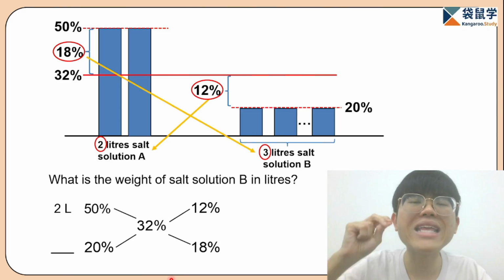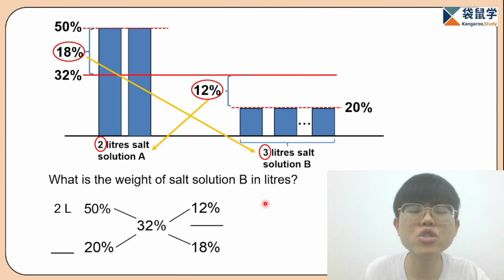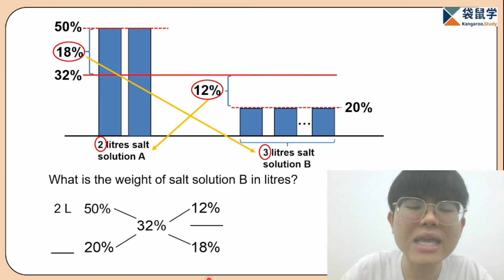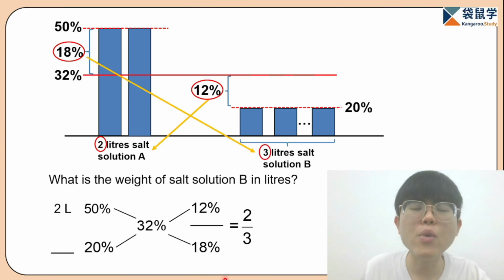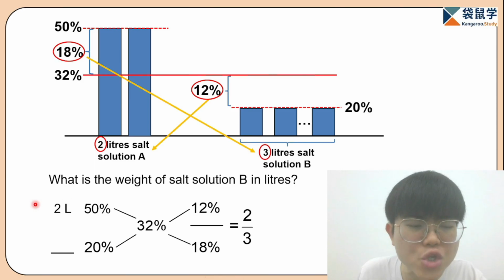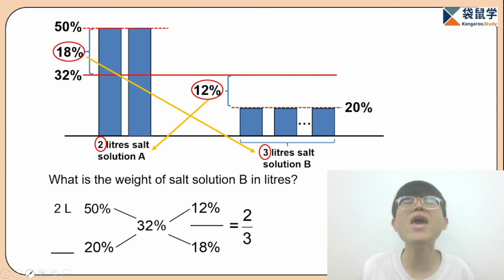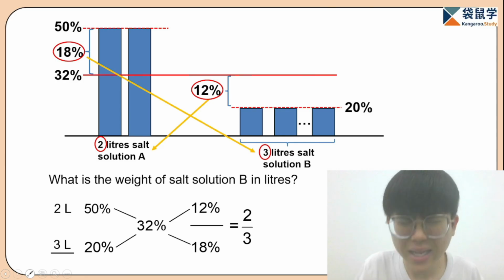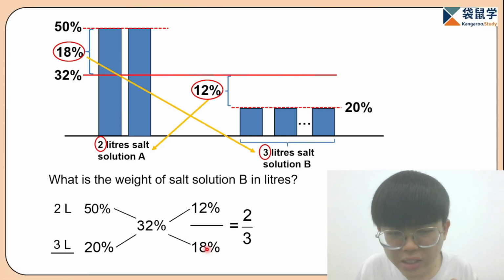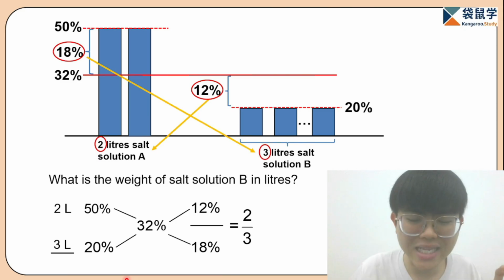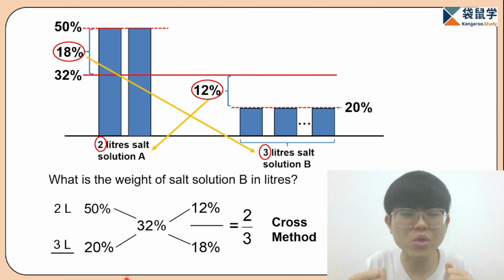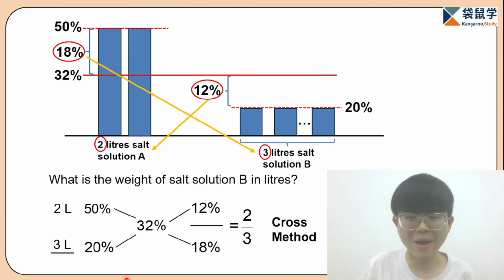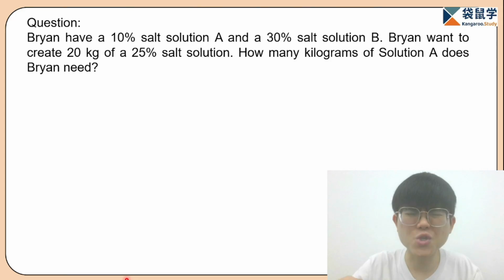And next, we find the ratio of these two percentages right here, the ratio of the difference. You will see that it is actually just 2 to 3. Hey everyone, which means that in this question, the ratio of the weight of the solutions is 2 to 3, which means that the weight of the solution B will be equal to 3 liters. This is how we use this method. You can see that we cross it like this, we cross it like this. So we just call this method the cross method. We can use the cross method when we try to solve this kind of question when we are mixing solutions. Now everyone, let's see how we can use the cross method to solve this question.